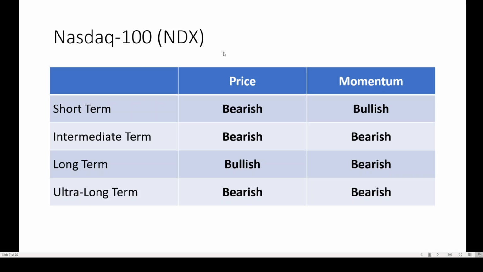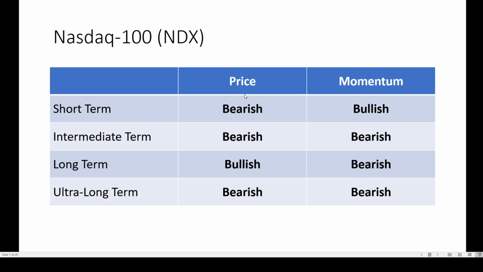Let's take a look at the NASDAQ 100. Similar picture to the S&P. In the short term, we've got mixed signals: price is bearish, momentum is bullish. Intermediate term, both are bearish. Long term, price is bullish, momentum's bearish, and the ultra long term, both trends are bearish.